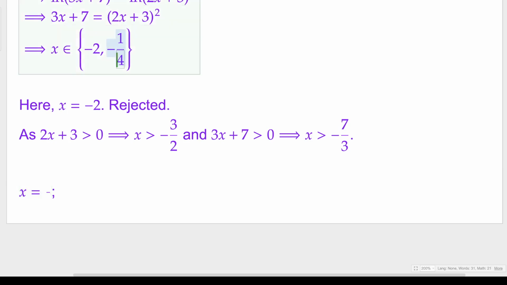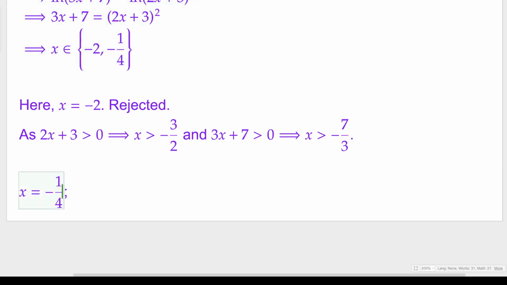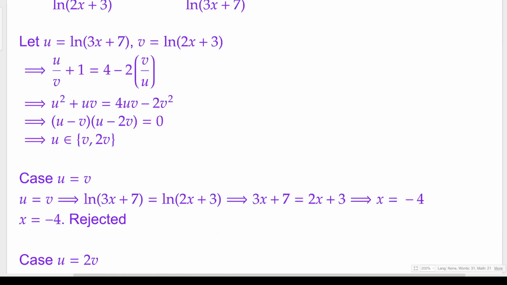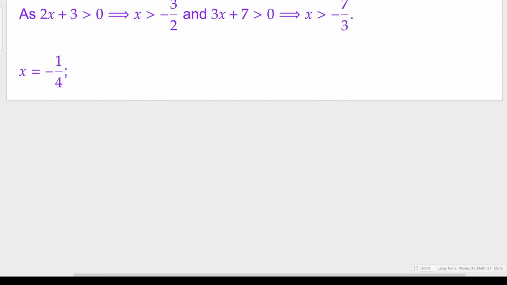Negative 1 by 4, which is equal to k. So this problem statement mentions the sum of all possible solutions. The thing is that only one possible solution is there, so that is k itself, the single value, that is negative 1 by 4, and this is equal to k.